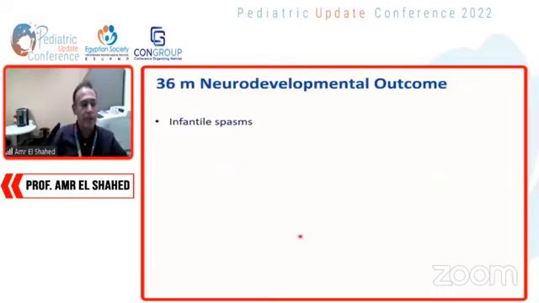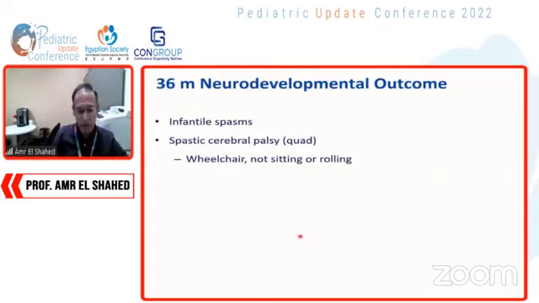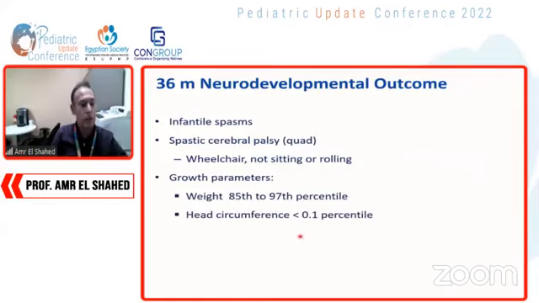The patient had infantile spasms later on. That's mainly related to the degree of affection in his basal ganglia, and had spastic quadriplegia, was not able to sit, was not able to roll. He was wheelchair dependent, and his head circumference, as you would expect, was not growing. So you can see the discrepancy between his percentile in head growth and the weight and height.